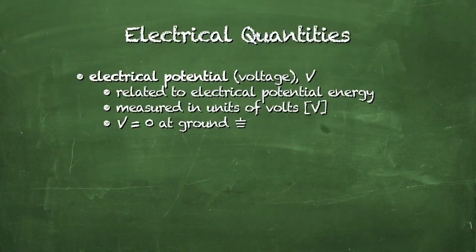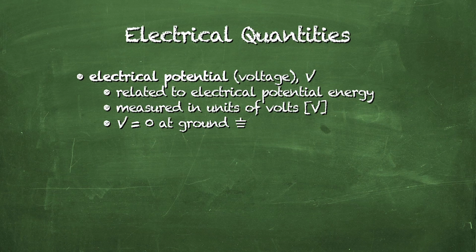Electrical potential, or voltage, is represented by a capital letter V. It's related to the electrical potential energy. It's measured in units of volts, which is a capital V. The point in the circuit where the electric potential is equal to 0 is referred to as the ground, and it's represented by this symbol. Now, the logic behind that symbol and the term ground is that some electrical circuits are literally grounded, meaning that a wire is run from the electrical circuit to the earth.